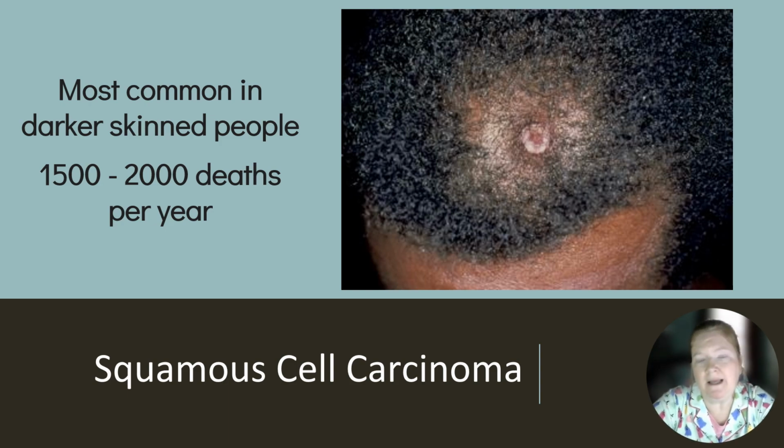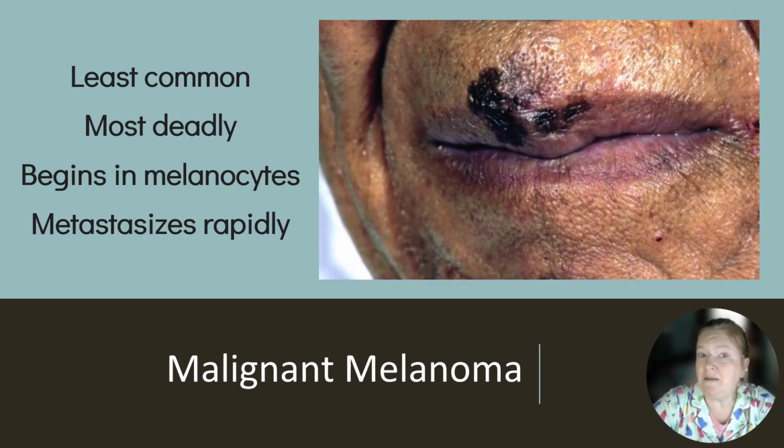Squamous cell carcinoma, this begins in that stratum spinosum layer. It's more common in darker skinned people, and it does account for around 1,500 to 2,000 deaths every year. And then malignant melanoma. It is the least common. It begins in melanocytes in that stratum basale. It is the most deadly type of skin cancer.